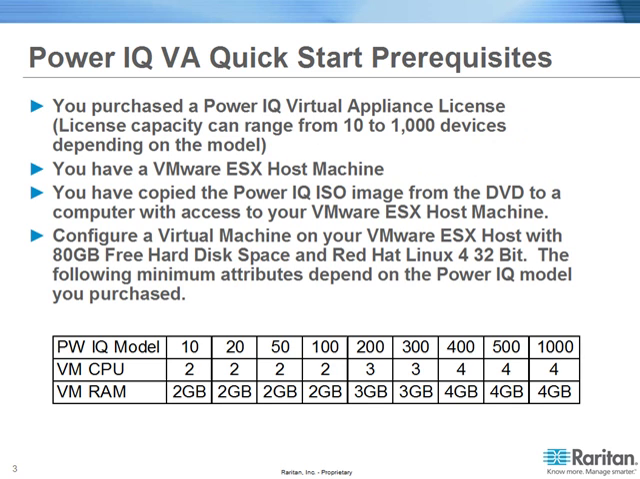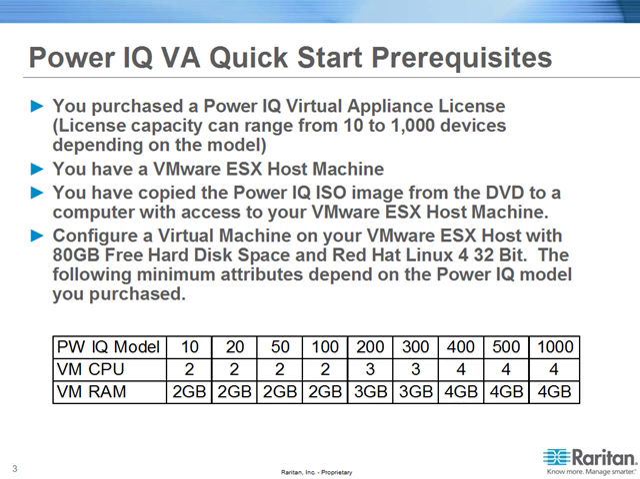Prerequisites. You purchase a PowerIQ Virtual Appliance license. License capacity can range from 10 to 1,000 devices depending upon the model that you purchase. You need a VMware ESX host machine. Copy the PowerIQ ISO image from the DVD to a computer with access to your ESX host machine.